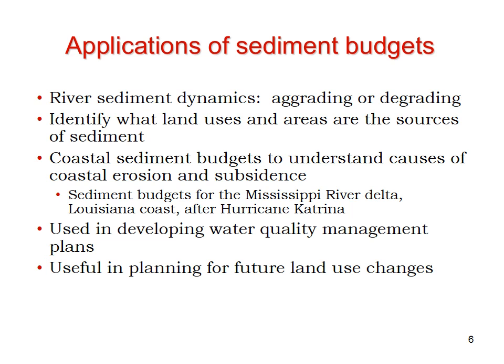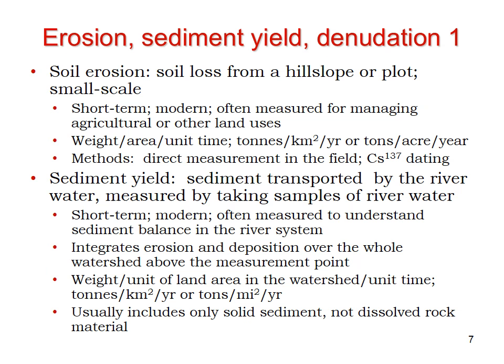Sediment budgets are also useful because they really tell you what the particular land uses are and what the areas are where most of the sediment is coming from. And these coastal sediment budgets obviously are really important in understanding coastal erosion from storms and subsidence along coastlines as marshes sink into sea level. They're used a lot in developing water quality management plans because sediment is a major pollutant that degrades water quality in a lot of agricultural areas of the country. And they're also just useful as tools for thinking about how to develop land in the future.